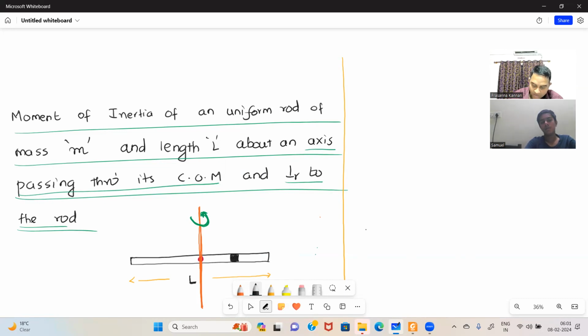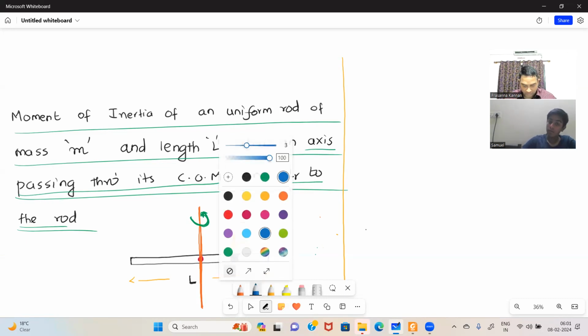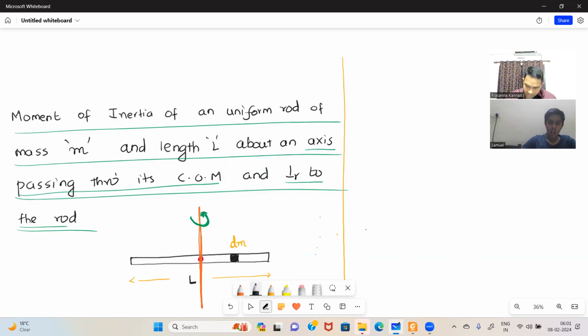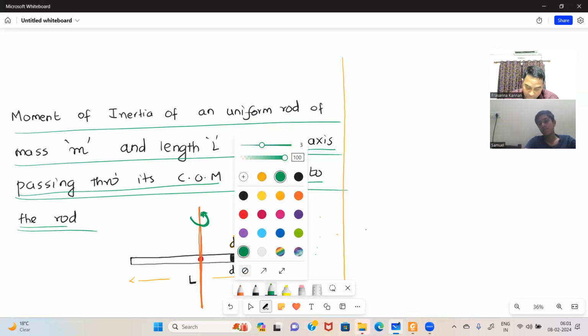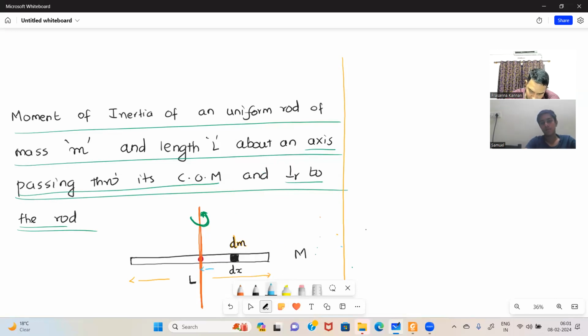This is the procedure. So let us say a small mass, let me call it dm, okay? Capital M is the total mass of the rod. I am taking a small portion dm, which is having a width of dx, okay? And let us say the distance of it from the center of mass is x, okay?